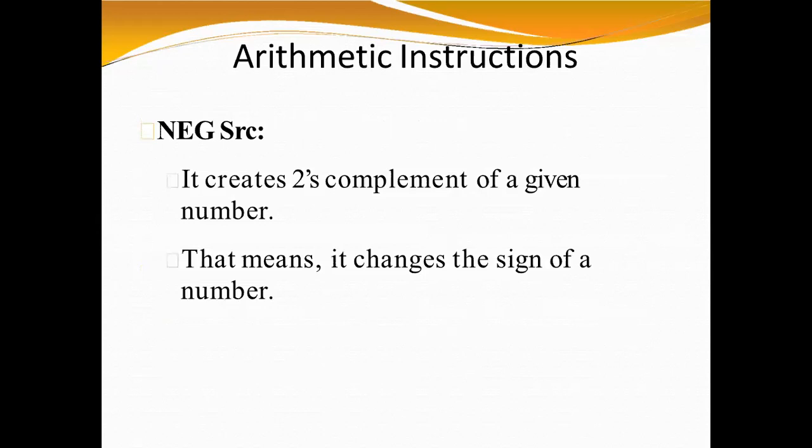Next is NEG source. What do we mean by NEG? It creates the 2's complement of a given number. That means it changes the sign of a number.